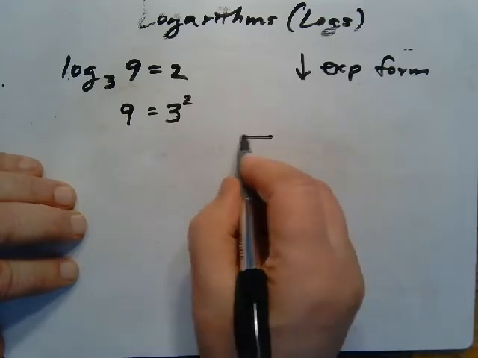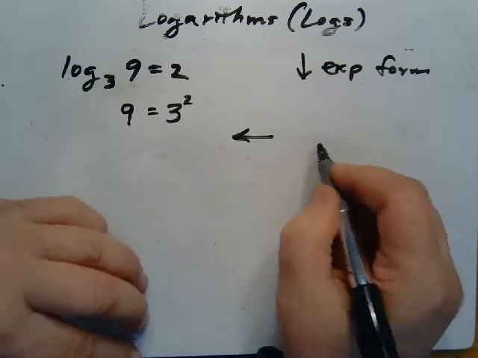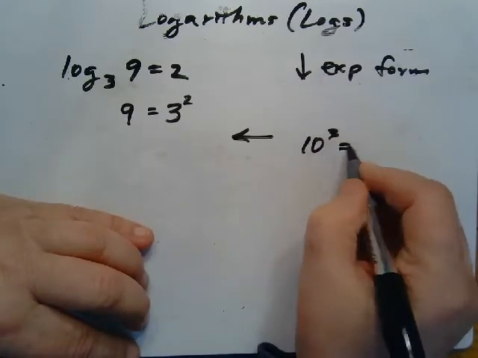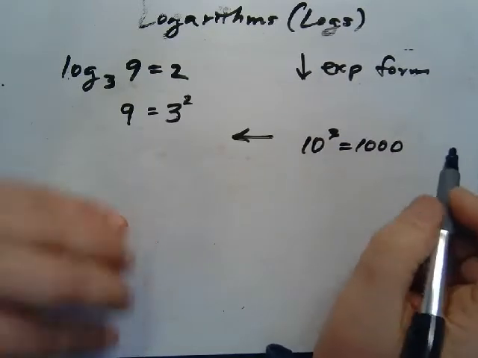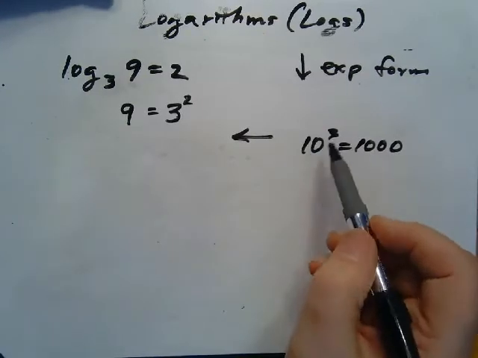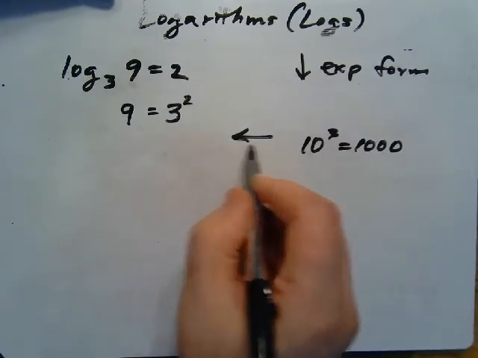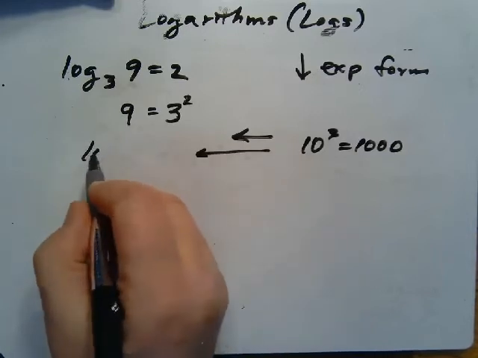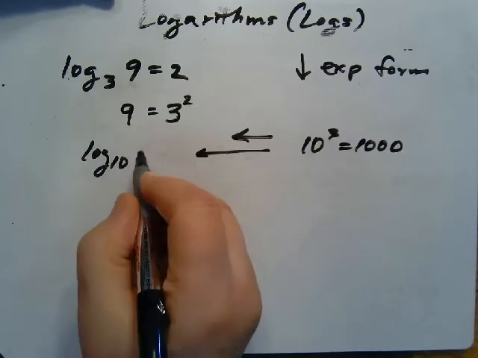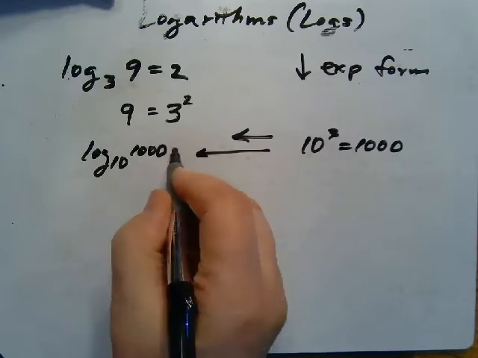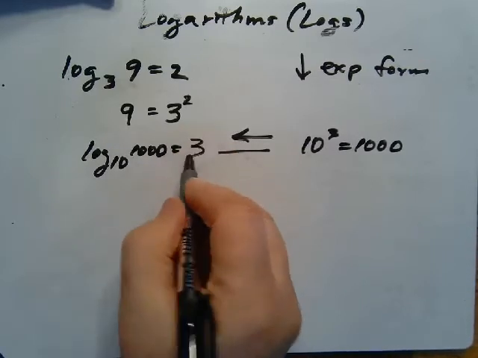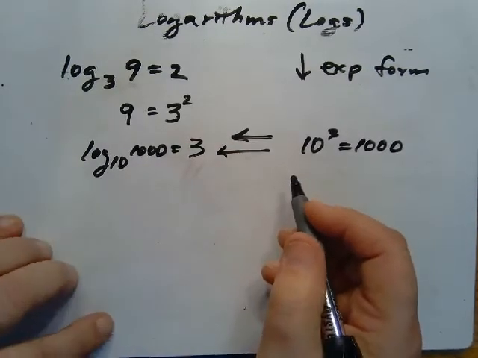Let's say we want to turn something that's in exponential form and turn it back to logarithm form. Well, what's what here? Well, there's the base, there's the exponent, and there's our result. So we would write it, let's go back over here, we would write it log base 10 of 1,000 equals 3.